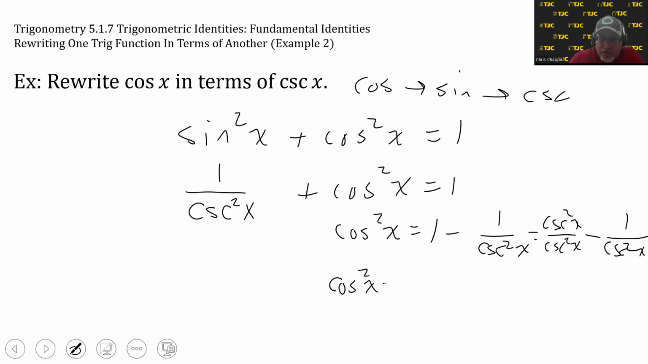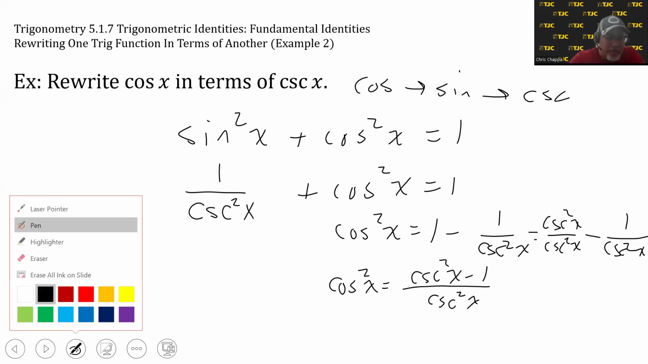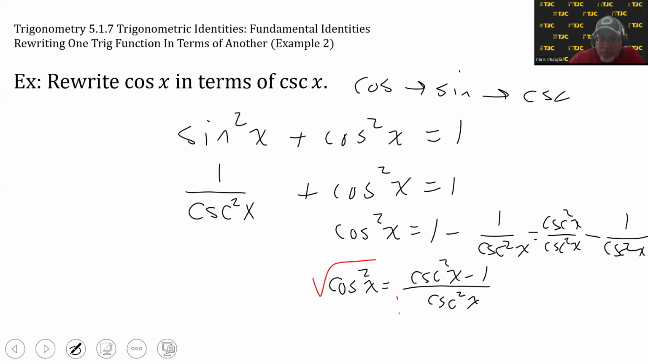We have cosine squared of x is equal to, on the top, cosecant squared of x minus 1, and on the bottom, cosecant squared of x. Now, was this beneficial? The answer is yes, and here's why. When I drop a square root over both sides, it will cancel the square on the cosine.